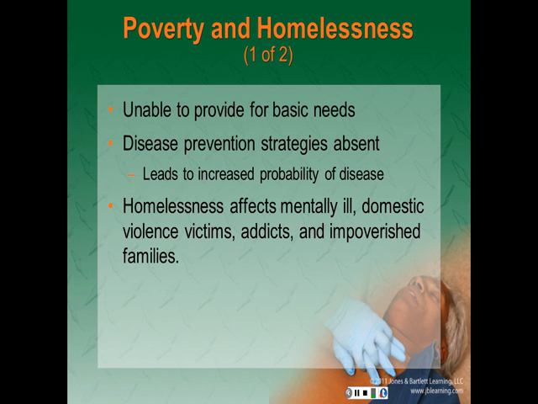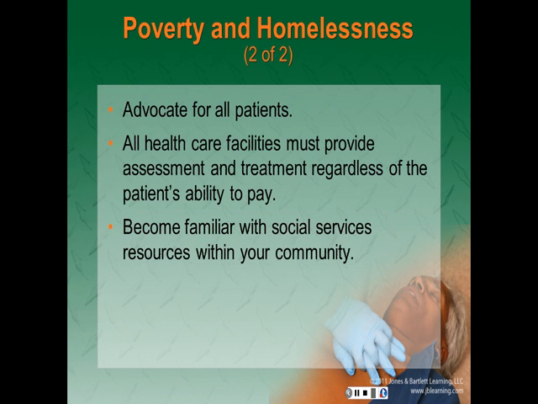Poverty and homelessness. People who live in poverty are unable to provide for all of their basic needs, such as housing, food, child care, health insurance, and medication. Some disease prevention strategies, such as dental care, nutrition, and exercise, are likely absent, which leads to increased probability of disease. Homeless populations include people with mental illness, victims of domestic violence, people with addiction disorders, and impoverished families.